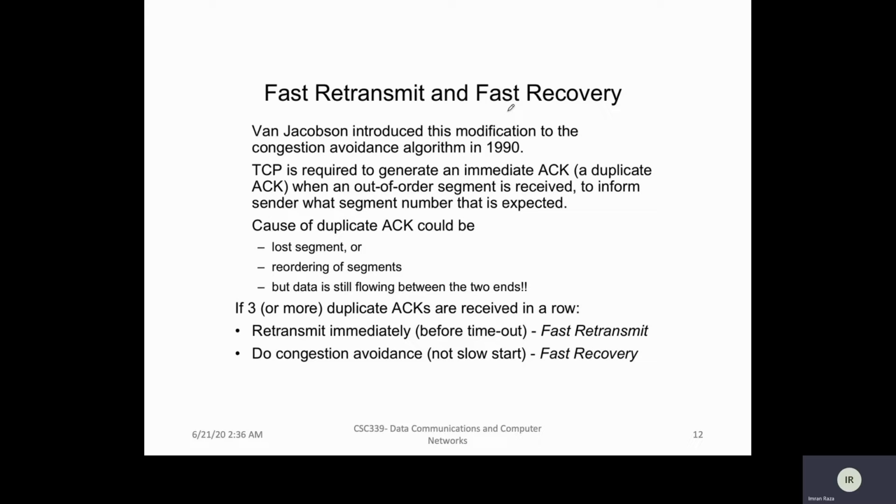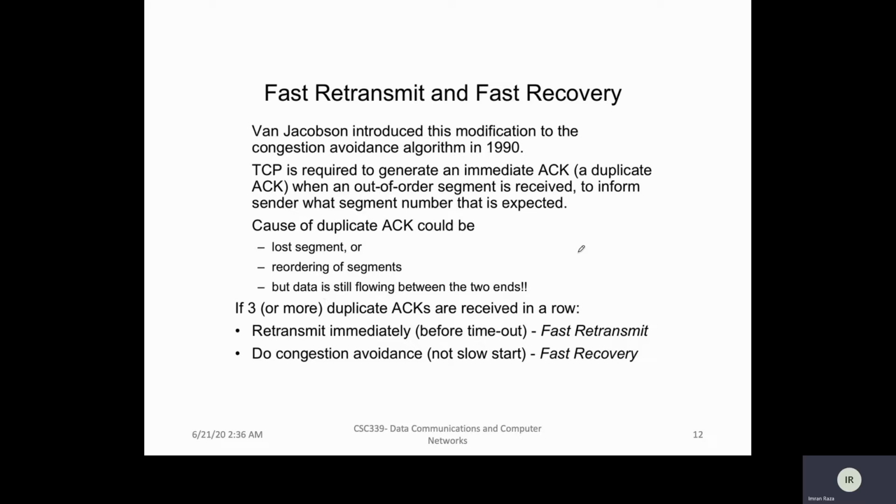By the way, it's important for us to understand why a receiver will be sending triple duplicate acknowledgements, and there can be the following reasons behind this. Number one, maybe a segment has been lost, or maybe the segments are reordered, or maybe the data is still flowing between the two ends. So these are the possible reasons that a receiver will be generating triple duplicate acknowledgements.